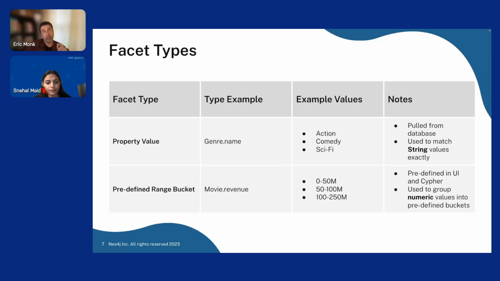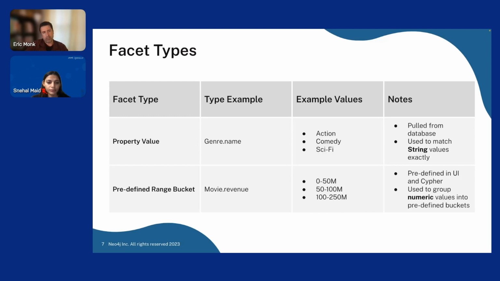And then when a user clicks on the genre, that becomes search criteria. Then you do an exact match on a genre associated with the movie. And that exact match is what the Cypher statement is doing to narrow down your movie results. We also have predefined range buckets. And this is where you have to put your UI hat on and think about your users and think about what they'd want to search on.